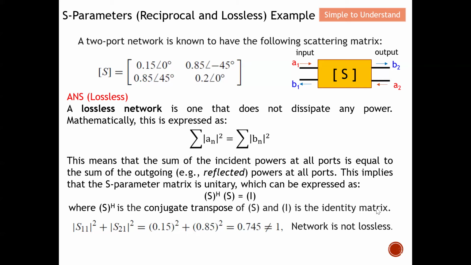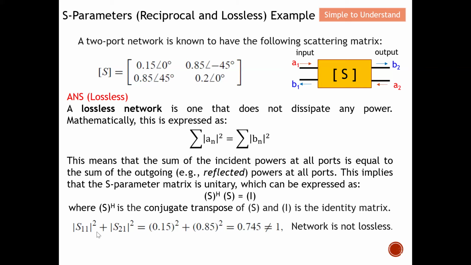How can we determine whether the network is lossless or not? Basically from this set of equations here. How can I tell? For example, I insert my source at port 1. There are two outcomes. One will be reflected back, the other will reach the output. So over here you can see that S11 relates to the reflected power, and S21 relates to the power that is delivered to the output.